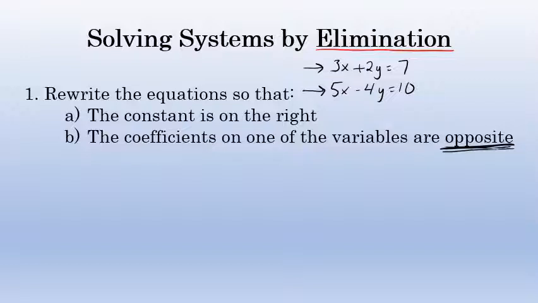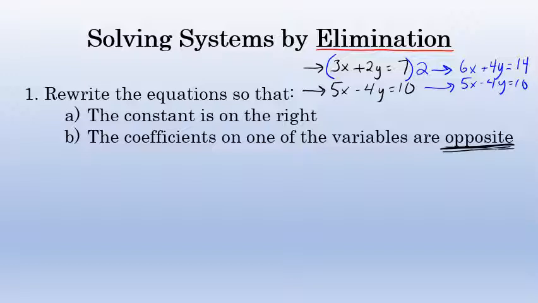What we can do to make the coefficients on the y opposite numbers would be to multiply both sides of the top equation by 2. That's not changing the value of the equation in any way, since you're multiplying both sides of the equation by that number, but what it does do is allow you to rewrite it in a form in which the coefficient on y is positive 4. And that fulfills step 1 because the bottom equation, 5x minus 4y equals 10, now has an opposite coefficient on the y's.